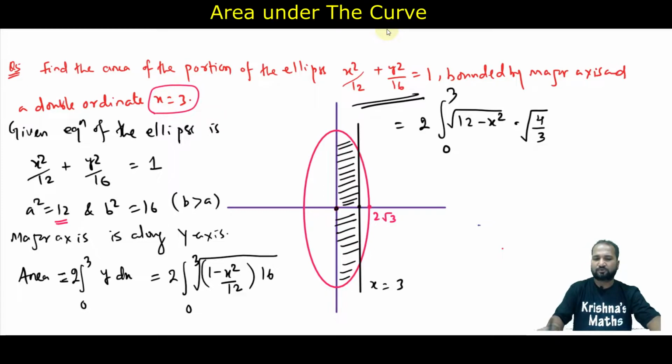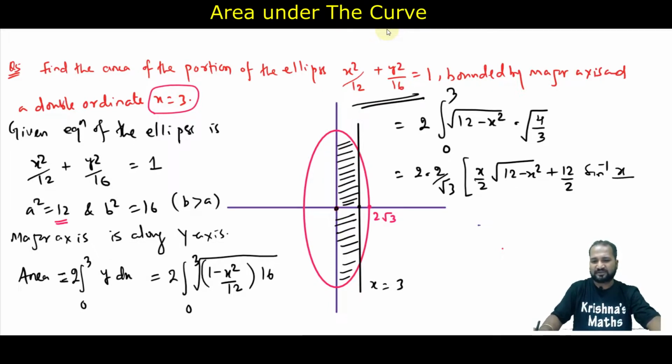So 4 means 2 by root 3, 2 into 2 by root 3, and this is root of a square minus x square. 12 is 2 root 3 whole square. So the integral is x by 2 into root of a square minus x square plus a square by 2 into sine inverse of x by a. So this is x upon 2 root 3. This is a, and within the limit 0 to 3. Now 2 into 2 is 4 by root 3.